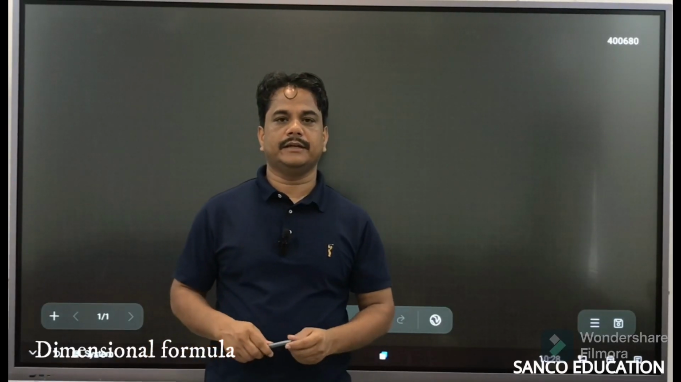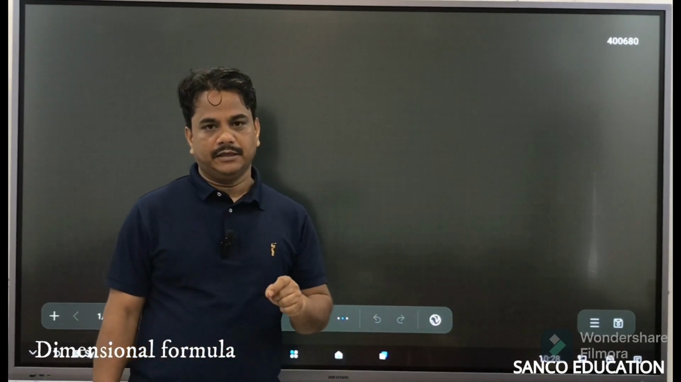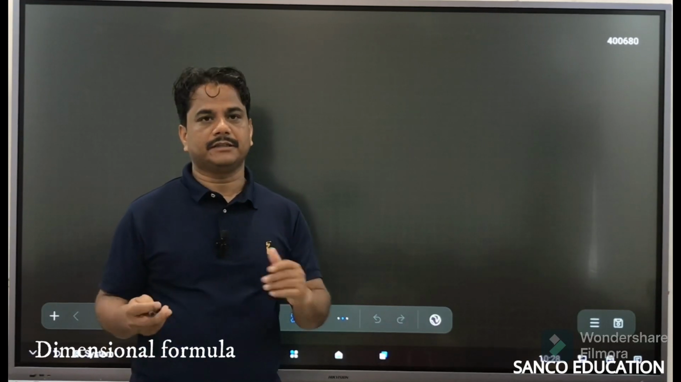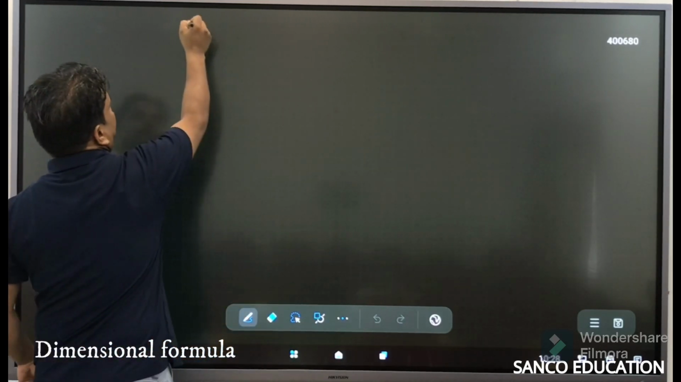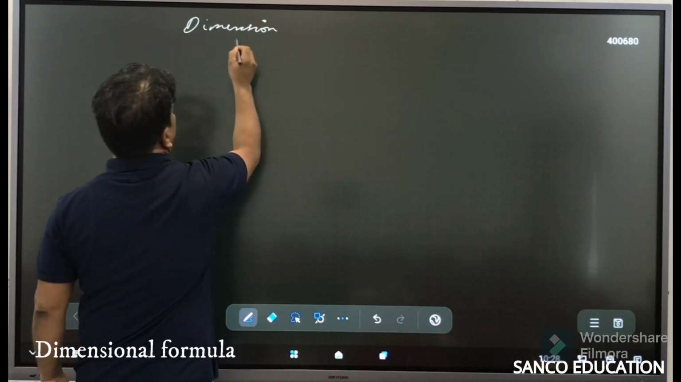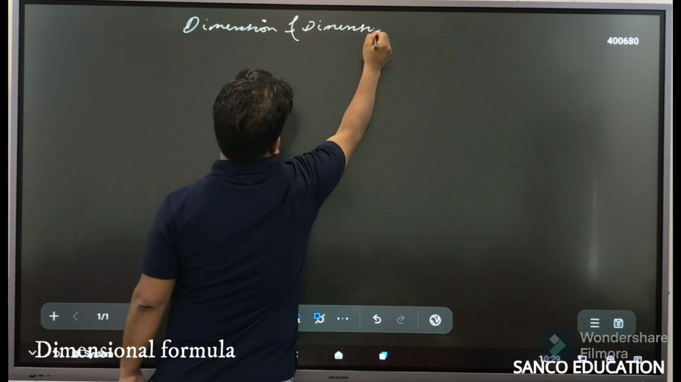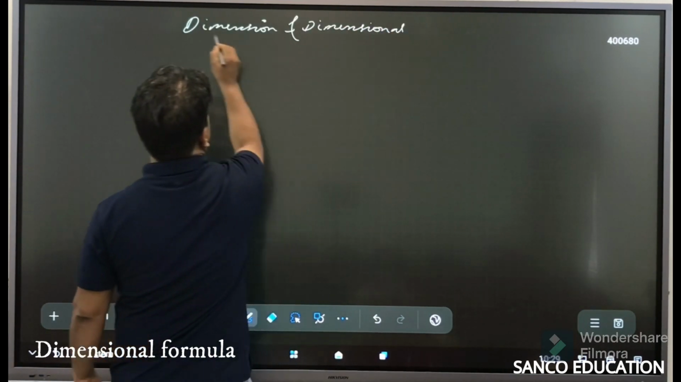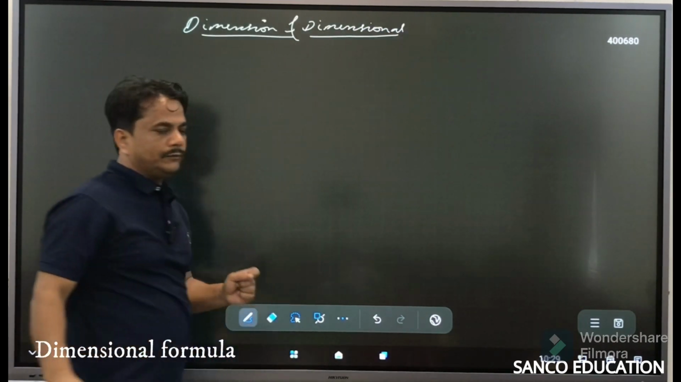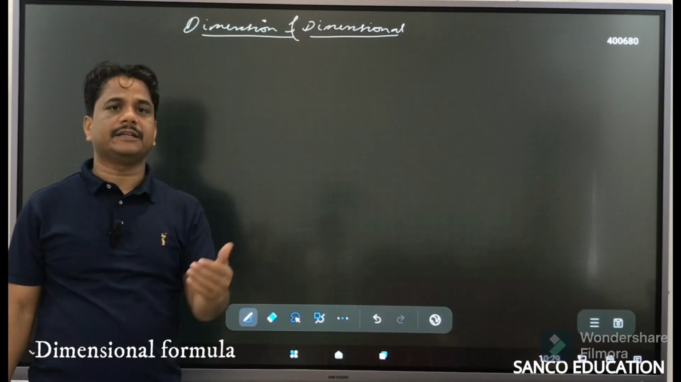Okay, students, today we will discuss dimension and dimensional formula. Before starting that, what do you understand by the term dimensions? First, we are to discuss the meaning of the word dimension. What is the meaning of the dimension?